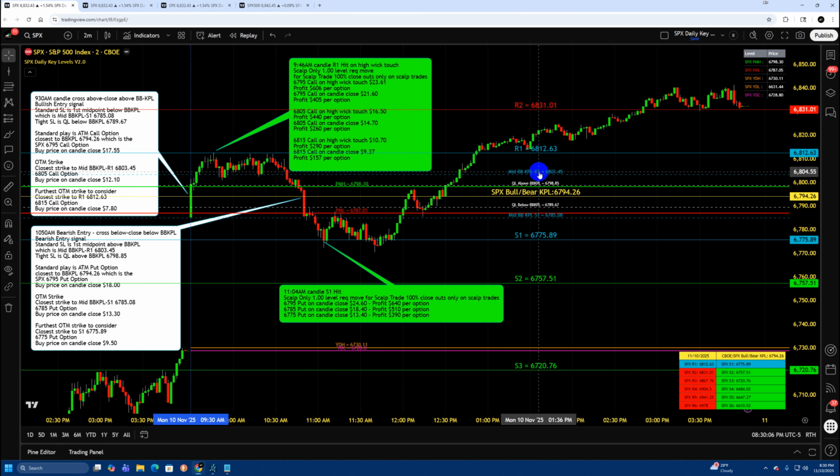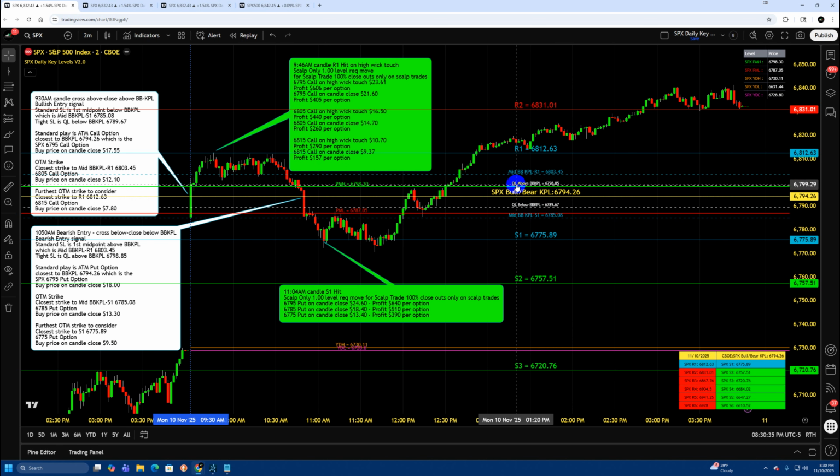Okay, so here you also see these QL levels. The QL levels are available above and below each of the main levels. The main levels on this particular indicator are the bull bear key price level, R1 through R6, and S1 through S6. Both the midpoints and the QL levels are available to be turned on above and below each level.